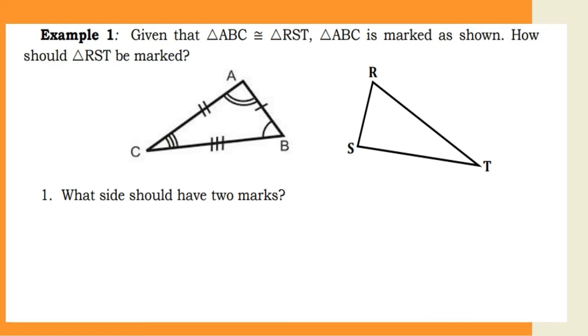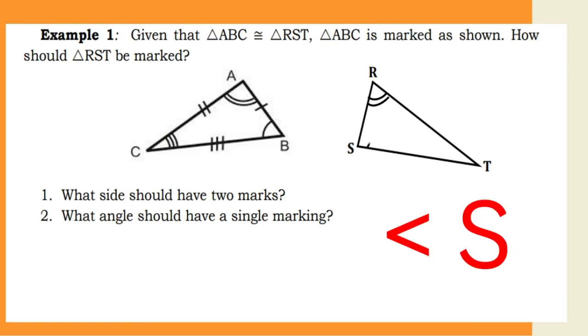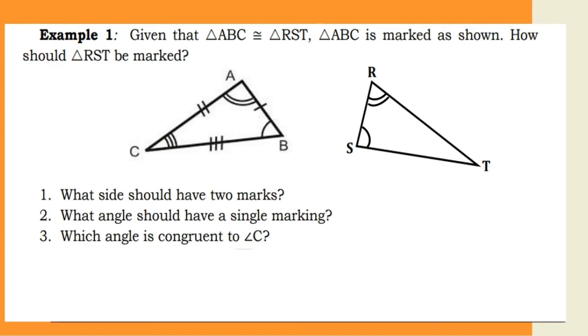And angle A corresponds to angle R. Then, angle R should have 2 marks. For question number 2, what angle should have a single marking? Since angle B corresponds to angle S, then angle S should have a single marking.